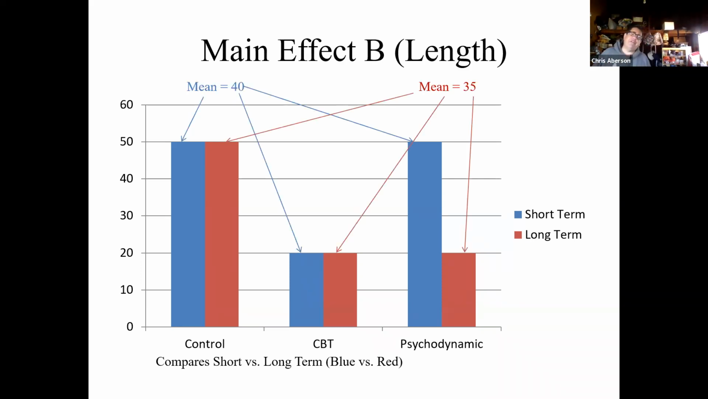The main effect for factor B is just the left-hand bars versus the right-hand bars, or the red and the blue as they're noted here. So that's the mean of short-term versus the mean of long-term, and we can see those means are relatively close. So it might be the case that we find there's no difference between short-term and long-term. But again, that conclusion is qualified by the interaction. We wouldn't really want to say overall there's no difference between short and long term. Short and long term doesn't matter for control, obviously, or the cognitive behavioral therapy, but it does matter for psychodynamic.